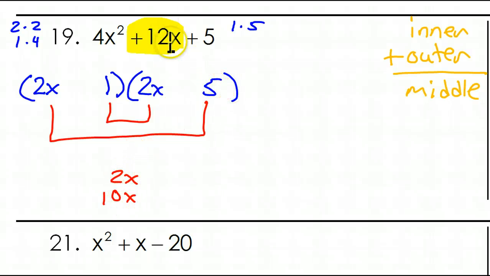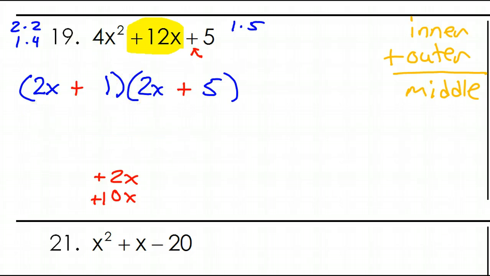So the inner plus the outer must equal this middle. Is there a way that I can get positive 12x out of this if I choose the signs right? Well, sure, if we just leave them both positive, that will make positive 12x. So that would mean both of these are positive. Now, one thing we must check before we declare victory, we have to make sure we have the correct sign on the constant. Positive 1 times positive 5 does equal positive 5. Which means this is in fact the answer.